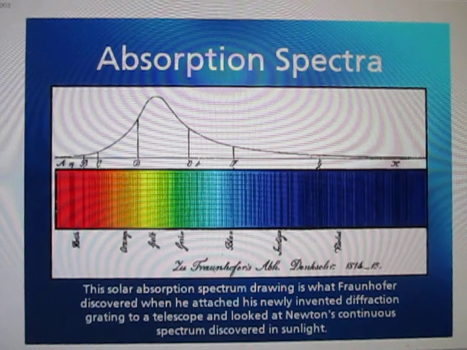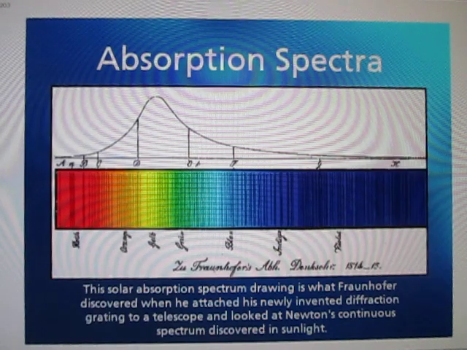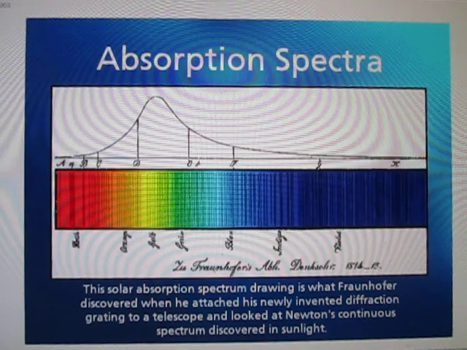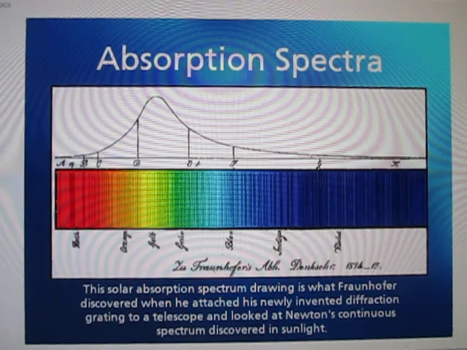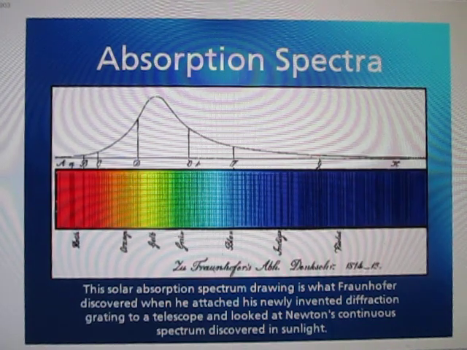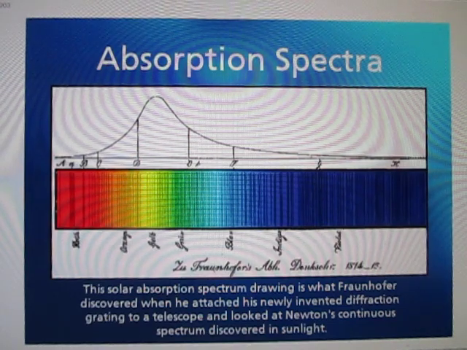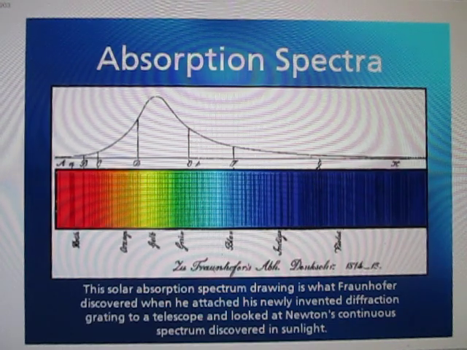So by replacing the eyepiece in his telescope with a diffraction grating, Fraunhofer, instead of getting the continuous spectrum discovered by Newton, saw a spectrum crossed by hundreds of dark black lines, which took 150 years worth of further work to analyze to figure out that that represents the chemical composition of stars.